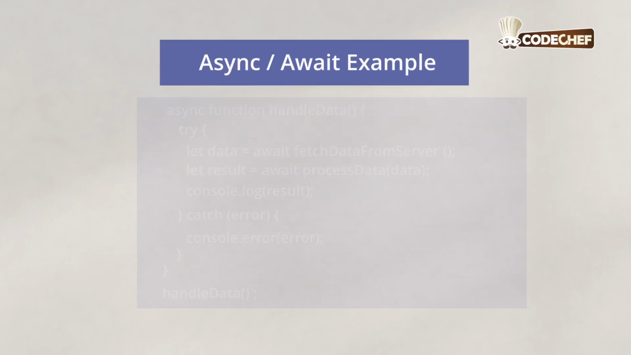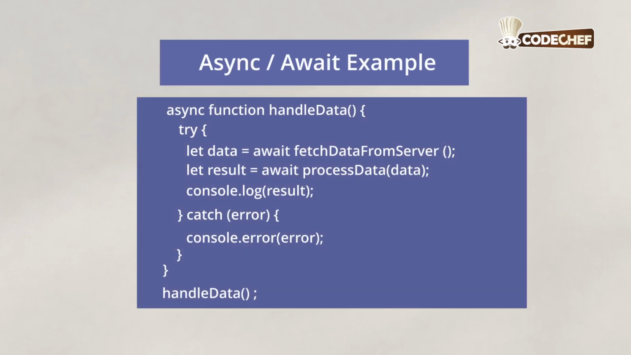Now let us look at an example. Here, the async keyword allows us to use await. Await pauses the execution inside the function until the promise resolves. JavaScript does not block, it only waits logically. Errors are handled using try and catch.